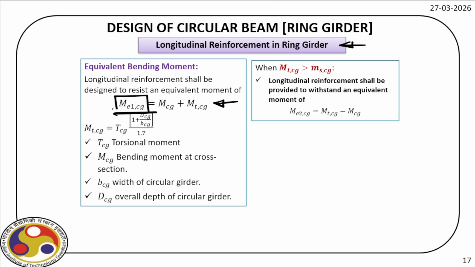the longitudinal reinforcement. And for that, these are the expressions that we use, where TCG is the torsional moment, we have already quantified, MCG is the bending moment at cross section, BCG is the width of the girder, and DCG is the depth of the circular girder. So when this condition is satisfied, longitudinal reinforcement shall be provided to withstand an equivalent moment of this quantity.